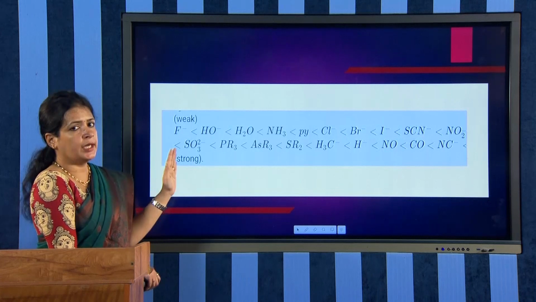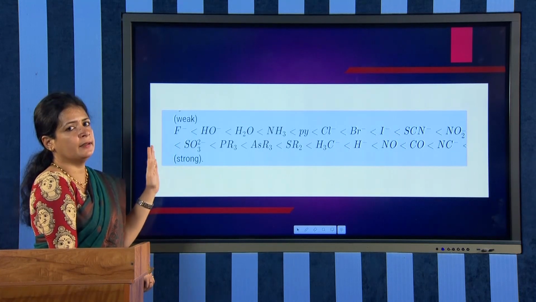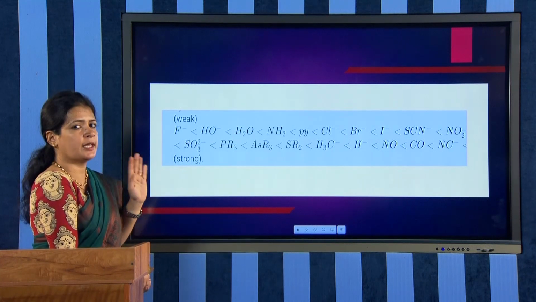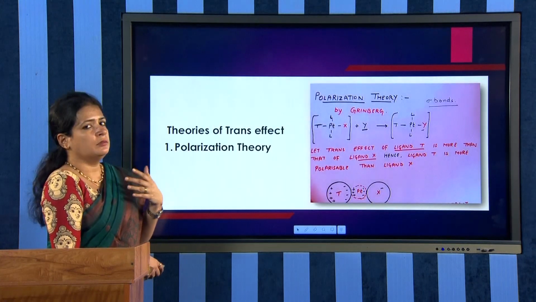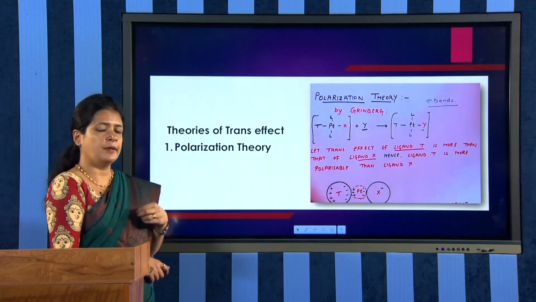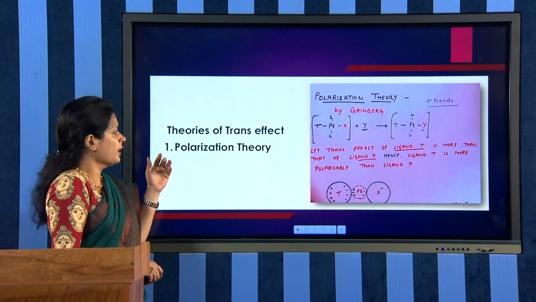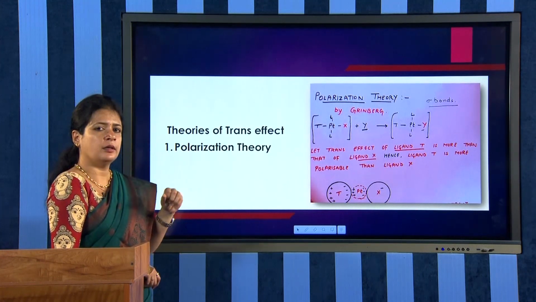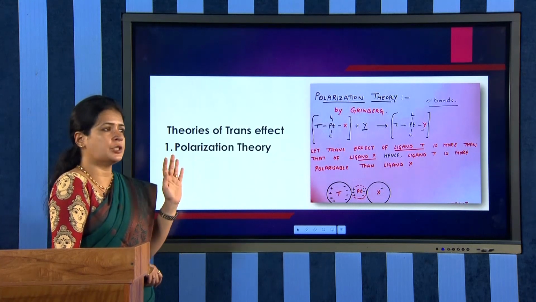So, you have to study this arrangement of ligands in a particular series. This series is called the trans series, the trans effect series. Now, the trans effect was explained by two different theories. The first theory is called the polarization theory, and it was put forward by Grinberg.